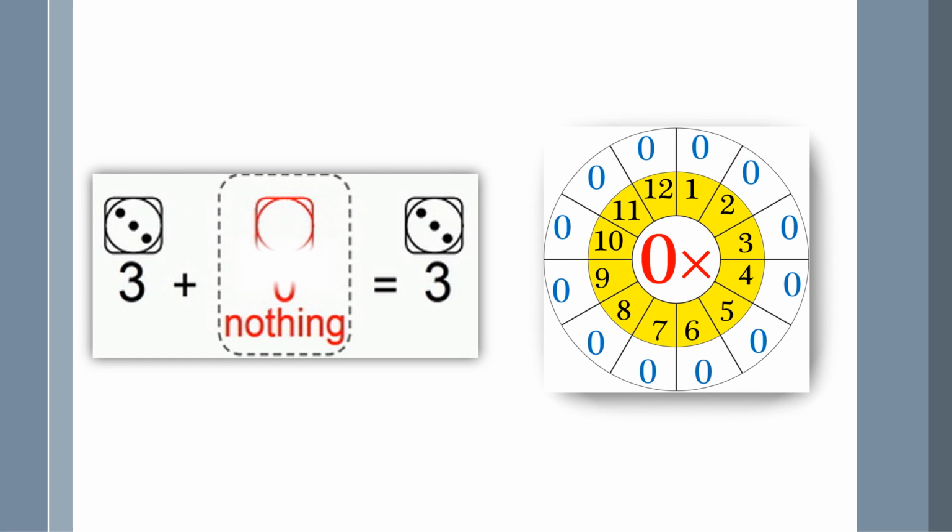The first rule for dealing with zero as a number was developed by Brahmagupta. He formulated that when zero is added to or subtracted from a number, it remains unchanged. Also, any number multiplied by zero becomes zero.